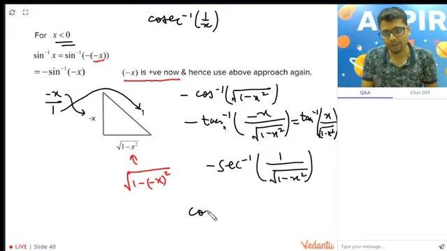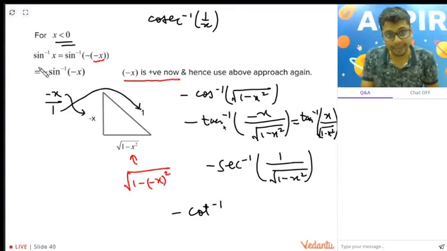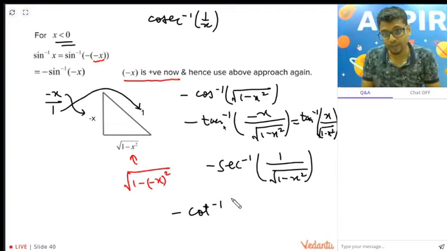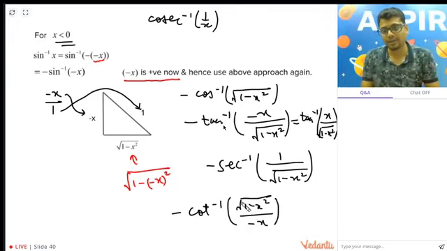And what about cot inverse? Cot inverse will be minus times cot inverse, because minus is there outside, so it will come everywhere. And sine inverse of minus x, and minus x is positive here, so I can write it as cot inverse of base upon perpendicular. So it becomes under root 1 minus x square, and perpendicular is minus x. So it becomes minus cot inverse under root 1 minus x square divided by minus x.